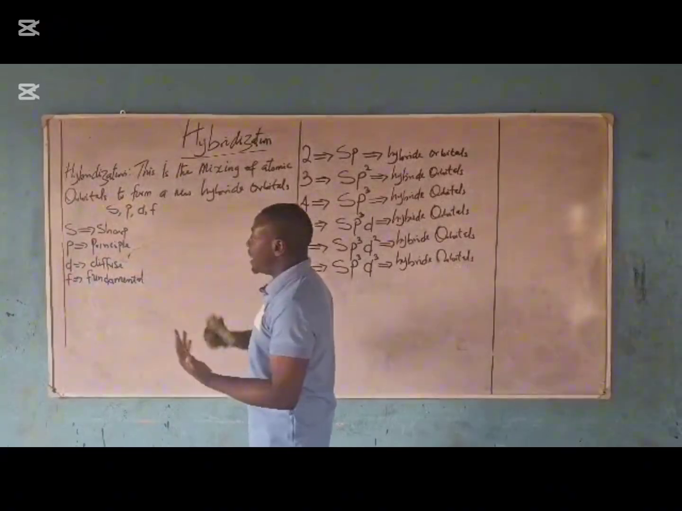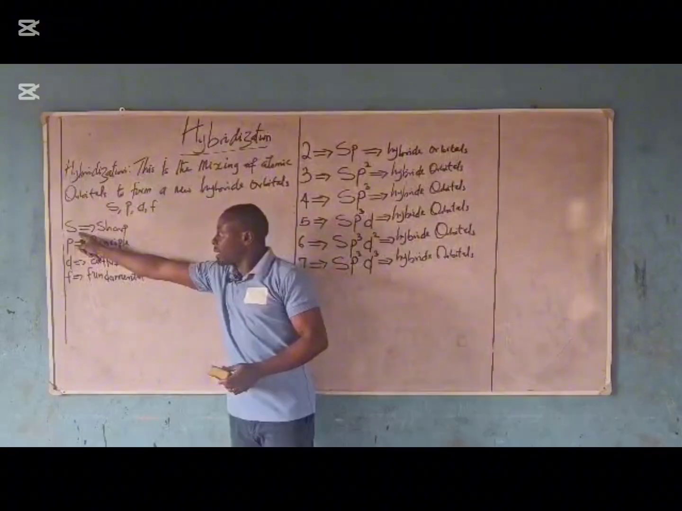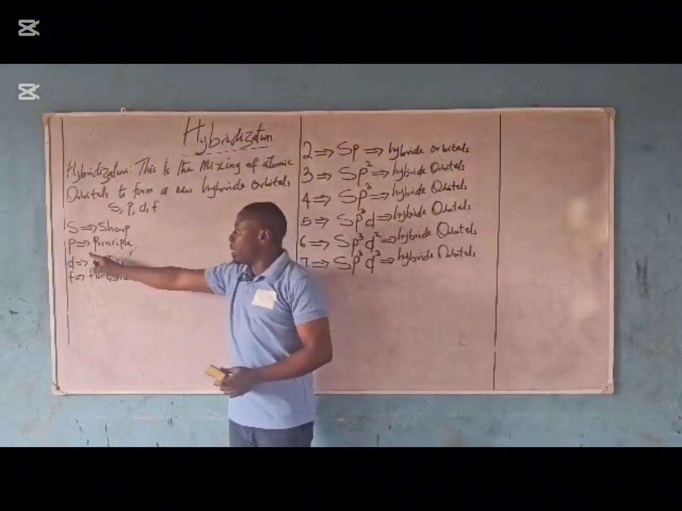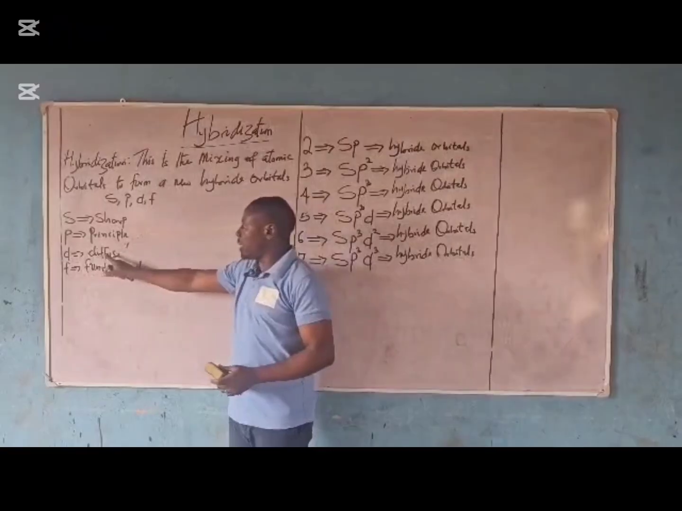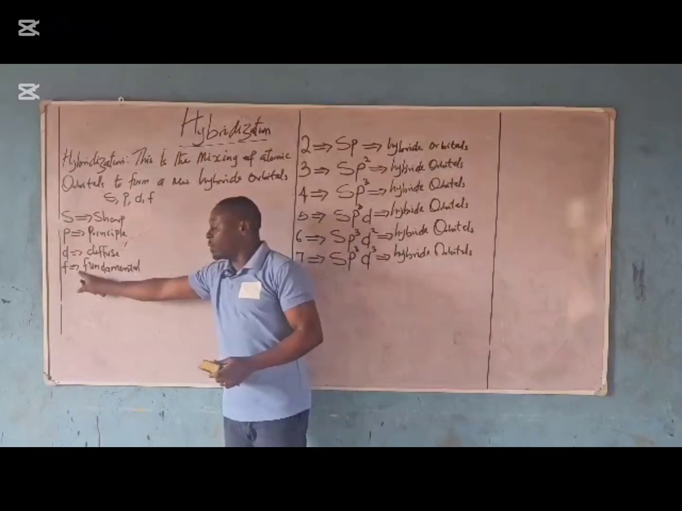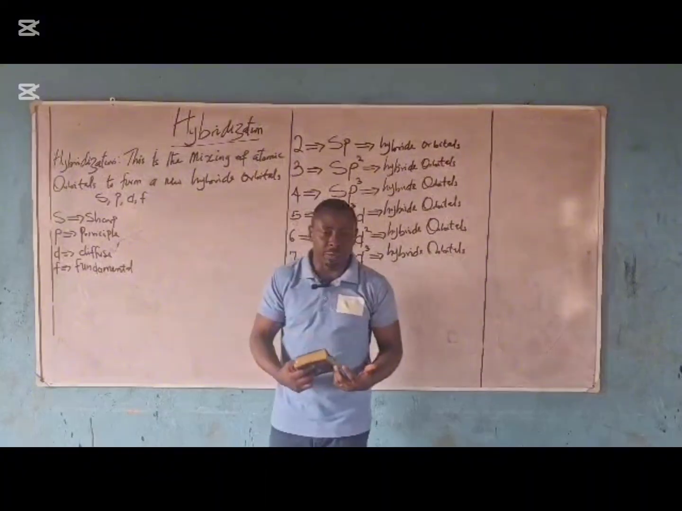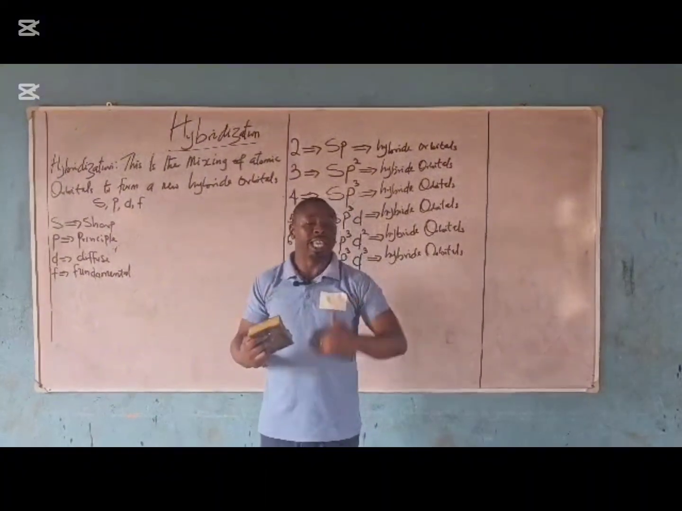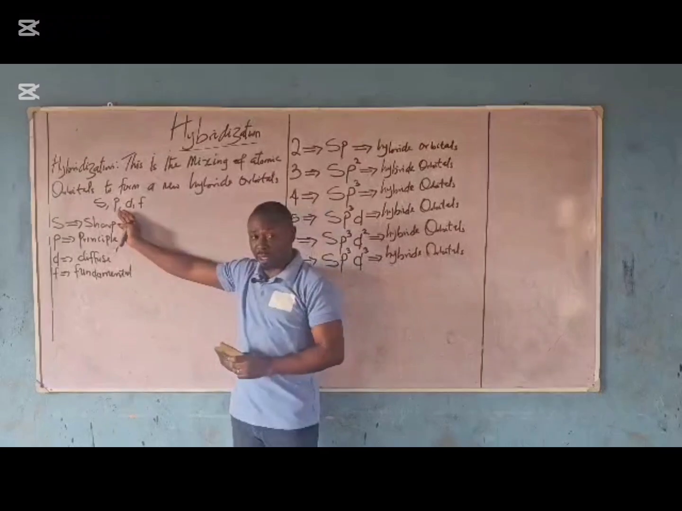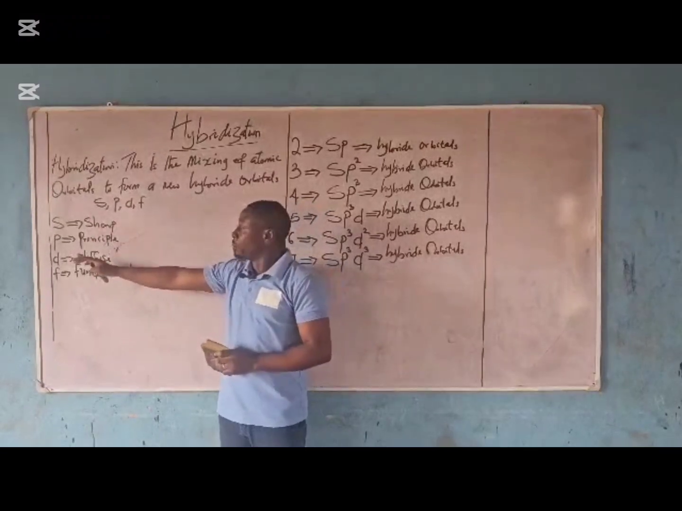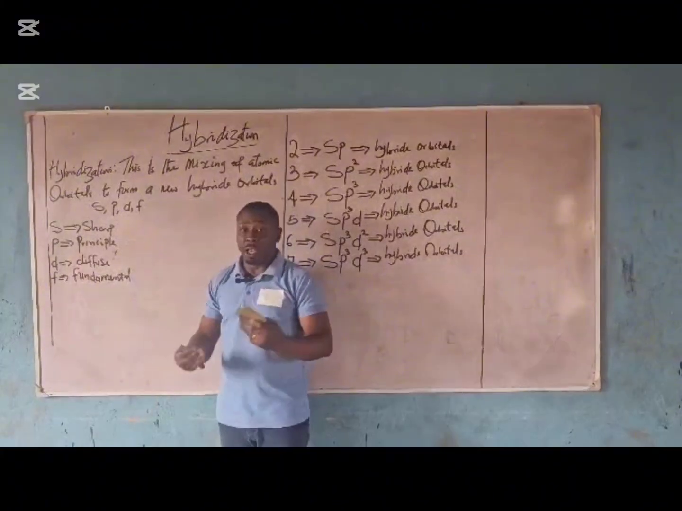Now, let me explain what each of these orbitals stands for. The S is called sharp. The P is called principal. The D is called diffuse, while the F is called fundamental. So, for every JAMB student, every WAEC or NECO student, even the nursing student, you have to know the meaning of each of these orbitals. Like I said, S means sharp, P means principal, D means diffuse, and F means fundamental.